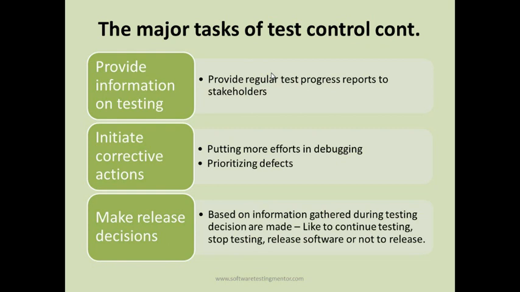Based on information gathered during testing, decisions are made whether you want to release the software, continue testing, or stop testing. So test control also helps to make the release decisions, because since you are monitoring the progress of test and defects, and how the product looks on a daily basis, you can make release decisions based on the test execution information.